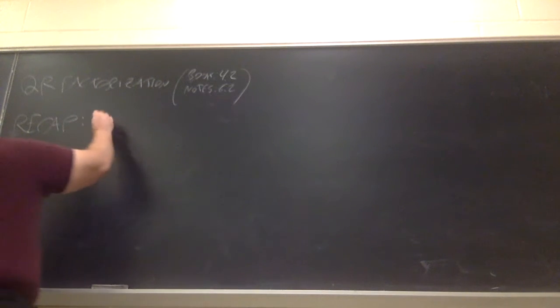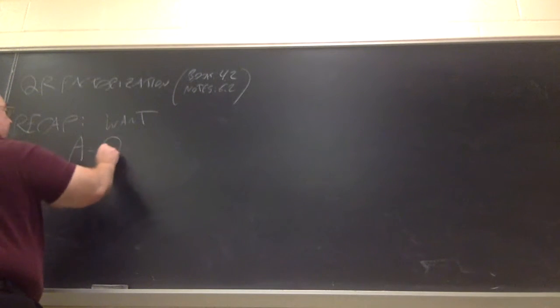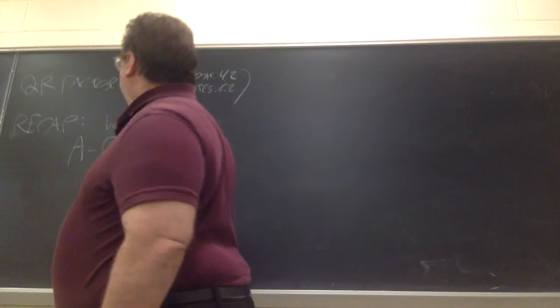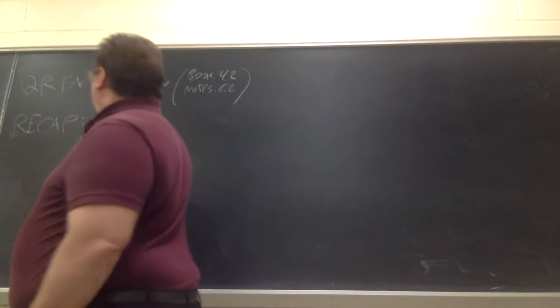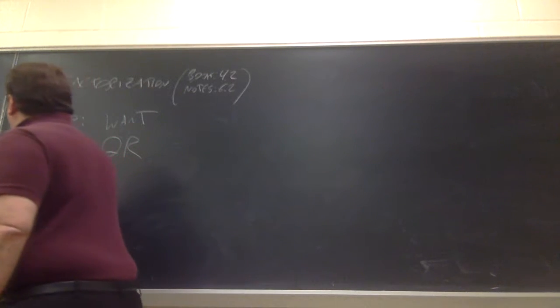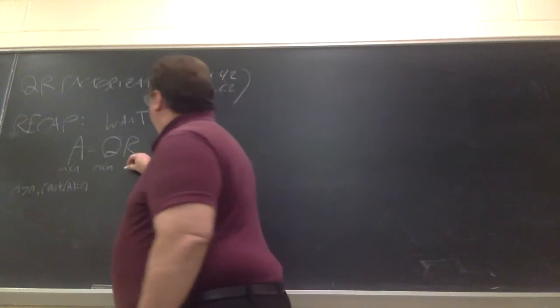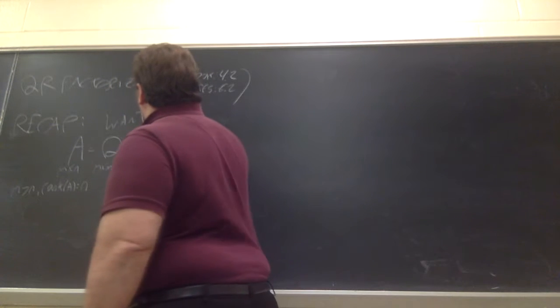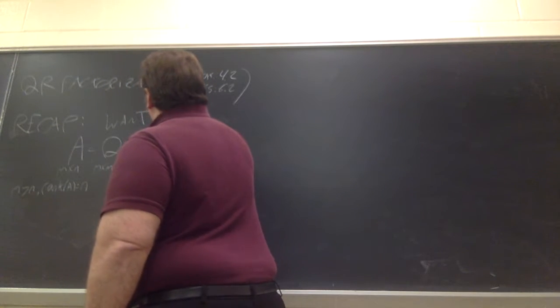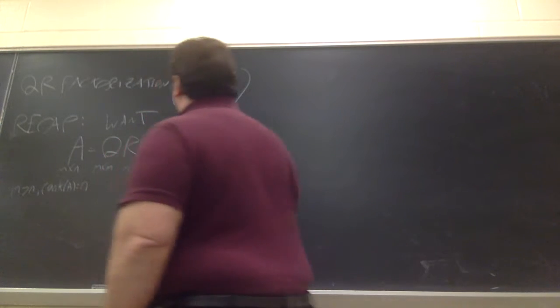Now, quick recap. What we want is this factorization: A is equal to QR. A is m by n, and m greater than n is the case we care about. The rank of A is n, so n linearly independent columns. Q is orthogonal, and R is upper triangular.